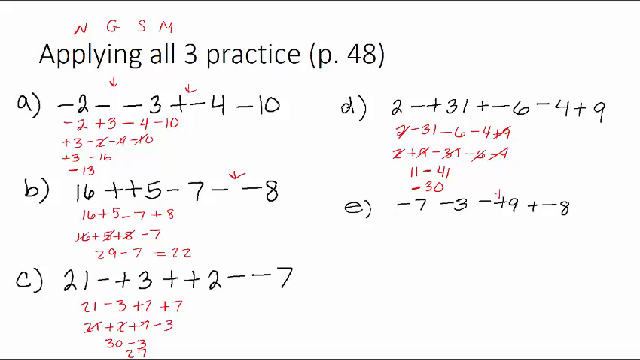Alright, for E, get rid of those double signs there. We're going to use the neighbor sign rule. And they are all negatives, so we can just add them all up. So we have 10 and 17, so 10 plus 17 is 27. Our answer is -27.